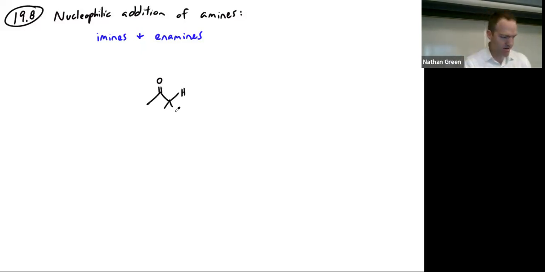All right, here is a test molecule. Let's draw these out, put it nice and big. I'm intentionally leaving a hydrogen in there because it matters what type of amine I'm using when I react it with, in this case, a ketone. But these reactions work for aldehydes as well. This can be a ketone or an aldehyde.